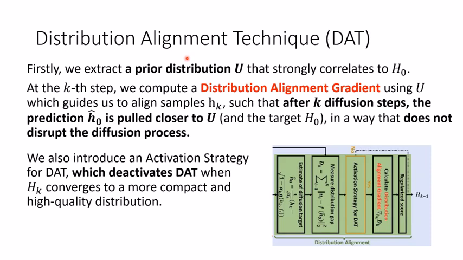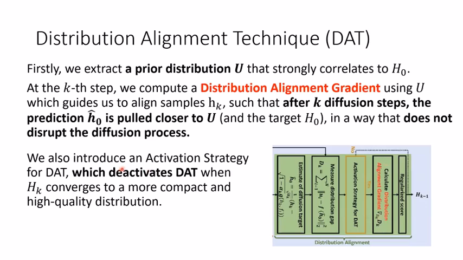Firstly, we extract a prior distribution U that strongly correlates with H0. Here, our prior distribution U is an extracted pose heat map which contains rich semantic and uncertainty information. At the K step, we compute a distribution alignment gradient using U, which guides us to align samples such that after K diffusion steps, the prediction is pulled closer to U and also the target H0. And it does so in a way that does not disrupt the diffusion process. The distribution alignment gradient is shown here.